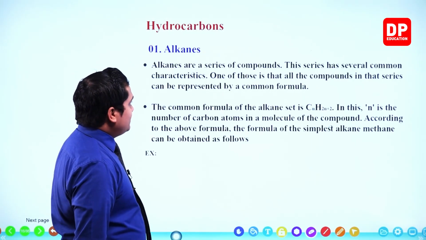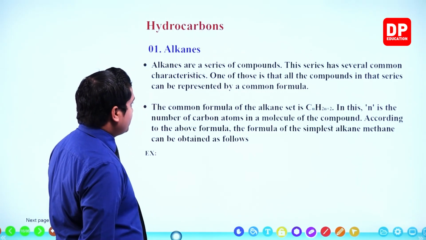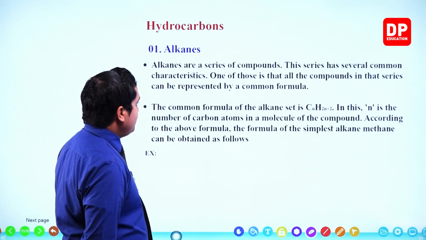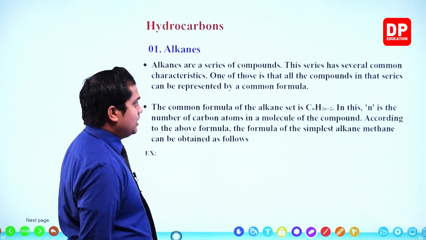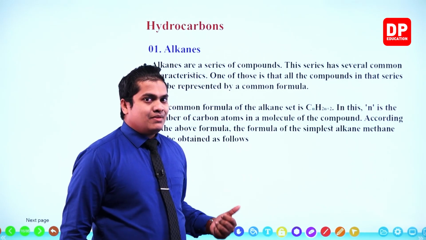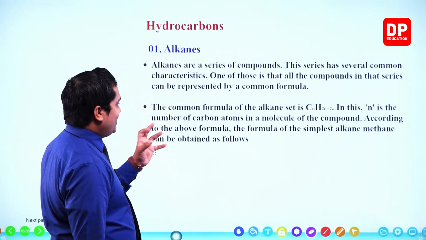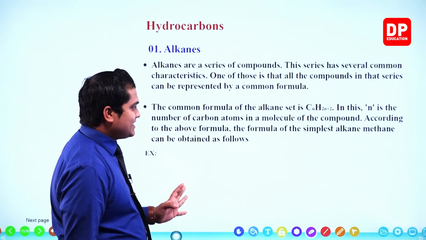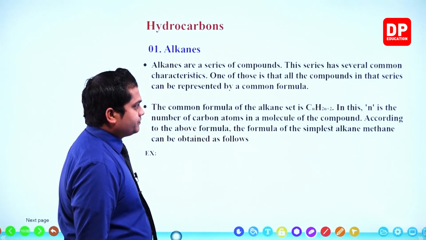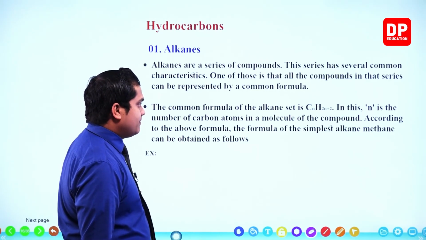So, alkanes are a series of compounds. This series has several common characteristics. One of those is that all compounds in that series can be represented by a common formula. So, the next property. Like I said, my dear children, alkanes can be represented by using a common formula, right? So that common formula is given here. The common formula of the alkane set is CnH2n+2.